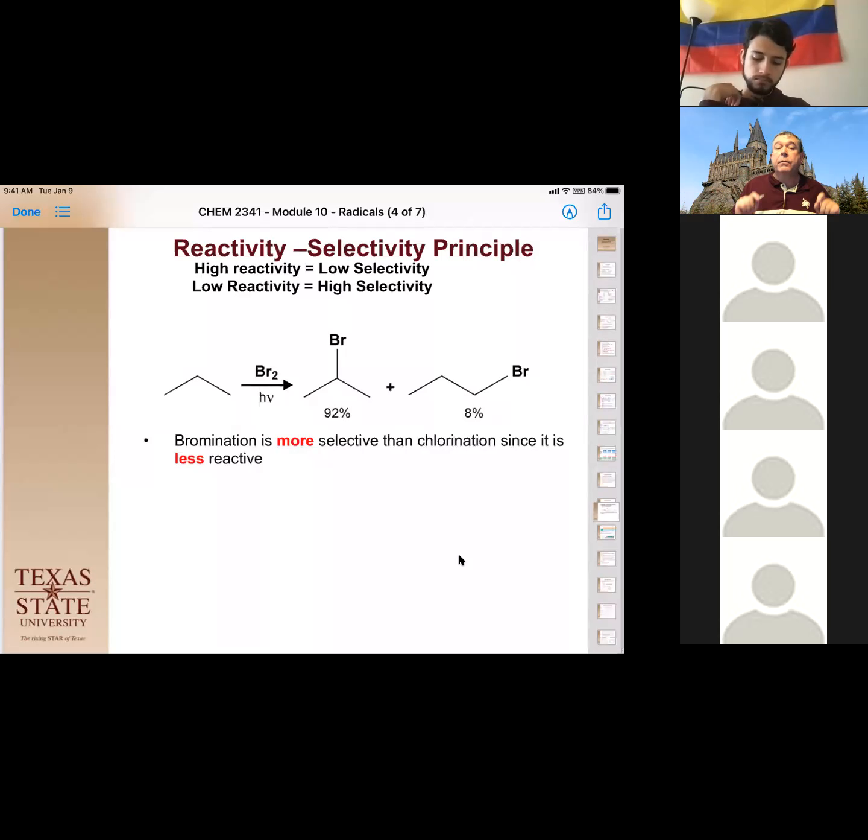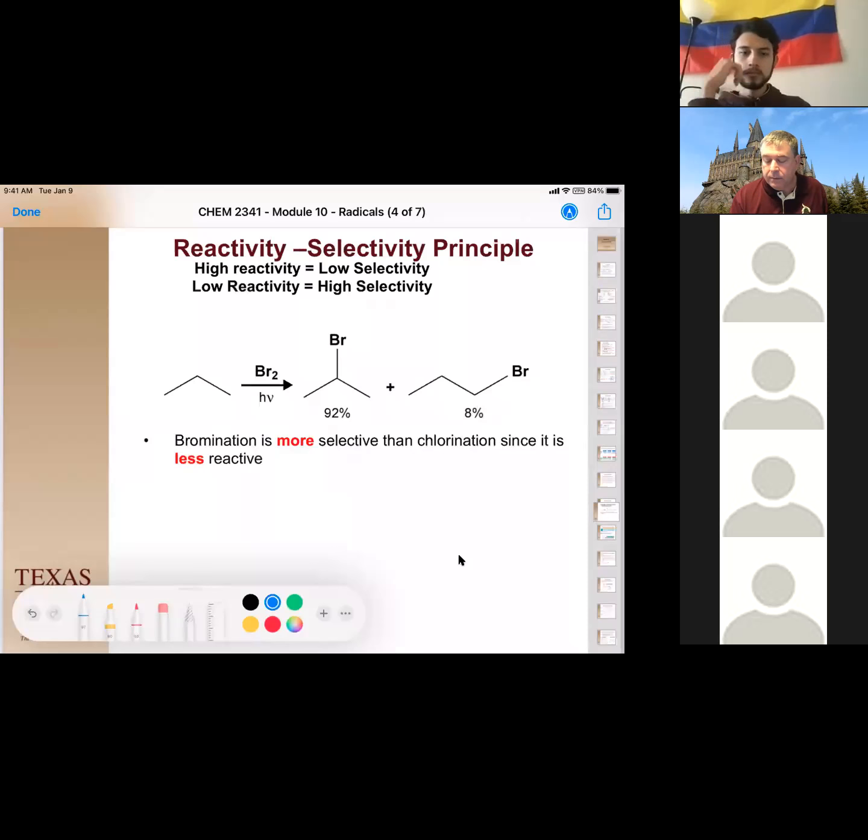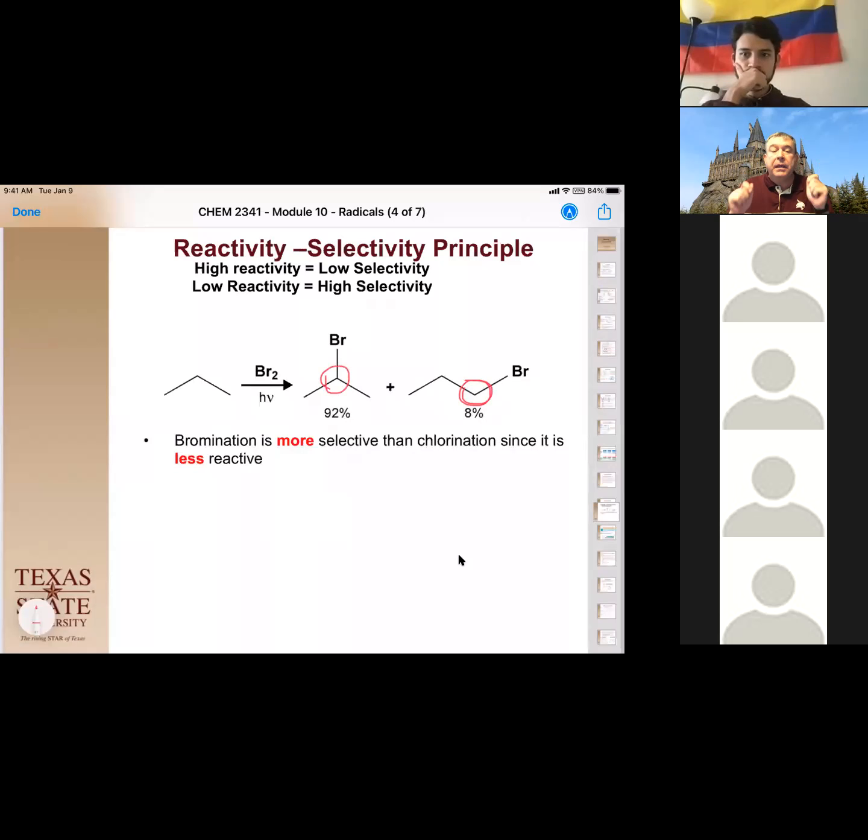The opposite is true for bromine. Bromine, one of them is endothermic, one of them is exothermic. Therefore, that gives us a much lower reactivity. When we have much lower reactivity, we have higher selectivity. So because the abstraction of this primary hydrogen was endothermic and the secondary one was slightly exothermic, we get the major product because of that more easily abstracted hydrogen, and we get selectivity in our bromination.